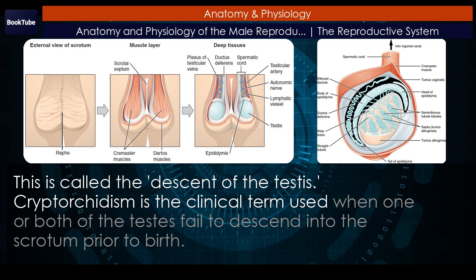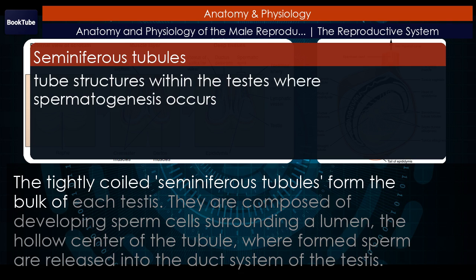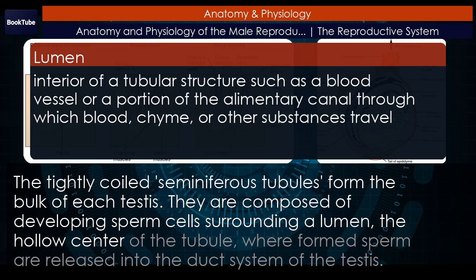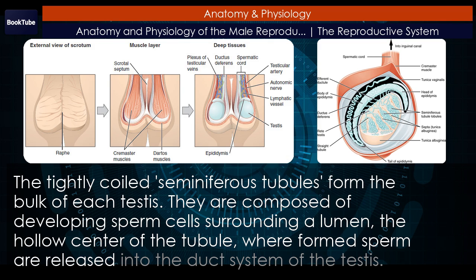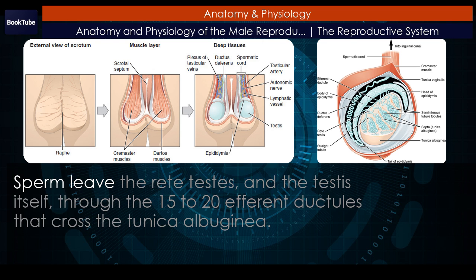Cryptorchidism is the clinical term used when one or both of the testes fail to descend into the scrotum prior to birth. The tightly coiled, seminiferous tubules form the bulk of each testis. They are composed of developing sperm cells surrounding a lumen, the hollow center of the tubule, where formed sperm are released into the duct system of the testis. Specifically, from the lumens of the seminiferous tubules, sperm move into the straight tubules, or tubuli recti, and from there into a fine meshwork of tubules called the rete testes.